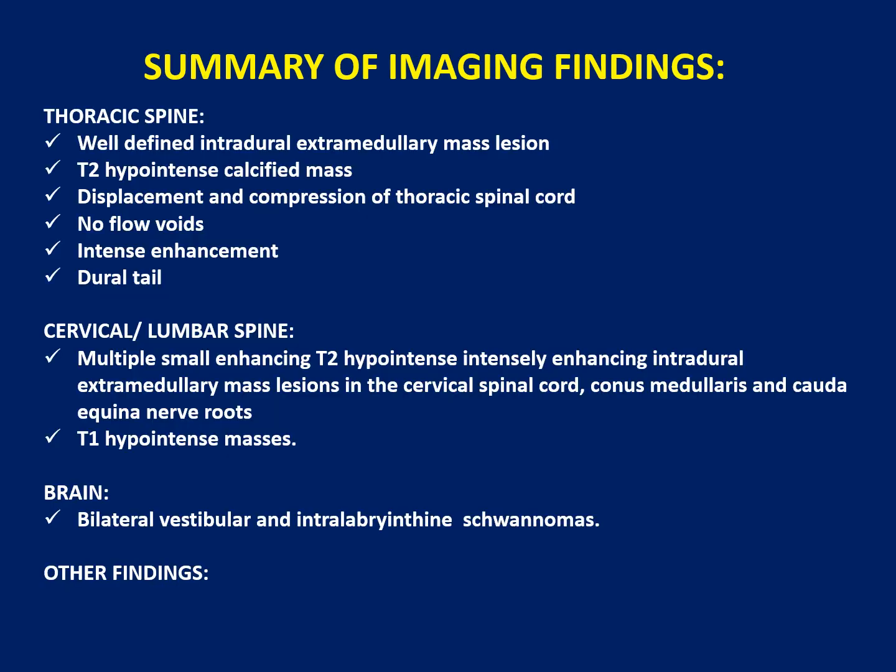So to summarize the list of imaging findings we have seen so far, in the thoracic spine there is a well-defined intradural extramedullary mass lesion. It shows T2 hyperintensity. On CT screening, there was a calcification seen within the mass. It caused severe displacement and compression of the thoracic spinal cord, which explains why the patient had frequent falls.